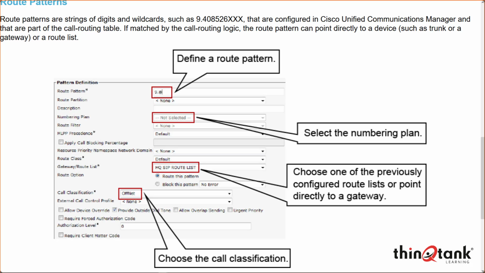Notice it says gateway route list. Okay, so you can point a pattern directly to a gateway. But again, if you do that, that gateway can no longer be a member of a route group. You can still reference it from other route patterns. It can be referenced by more than one route pattern, but it could never be a member of a route group. Okay?